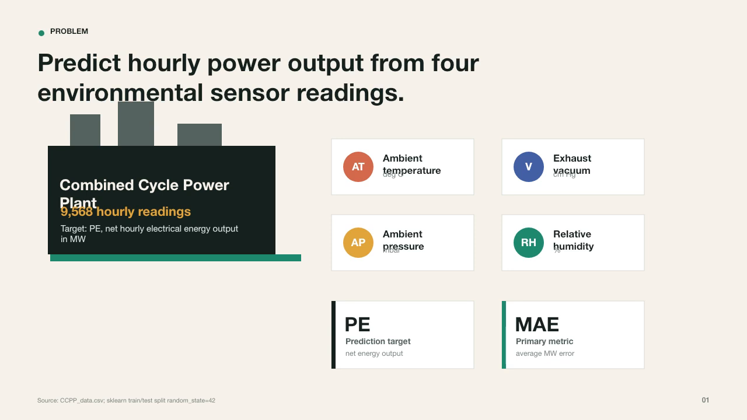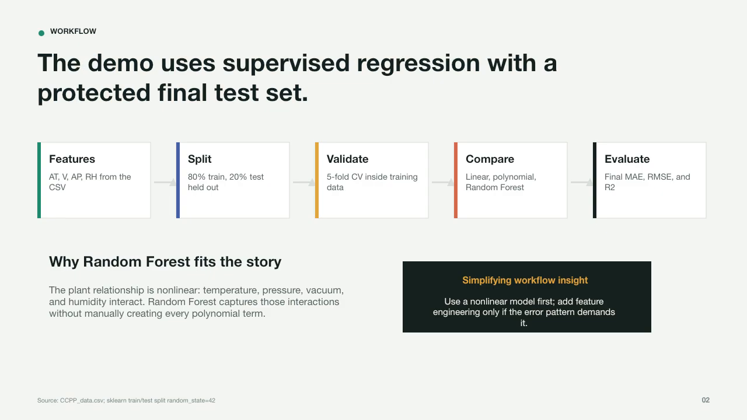The main metric is mean absolute error, because it is easy to explain. On average, how many megawatts are we off? Here is the modeling workflow. I use all 4 features, split the data into 80% training and 20% test, and keep the test set untouched until the end. Inside the training set, I use 5-fold cross-validation to compare models.